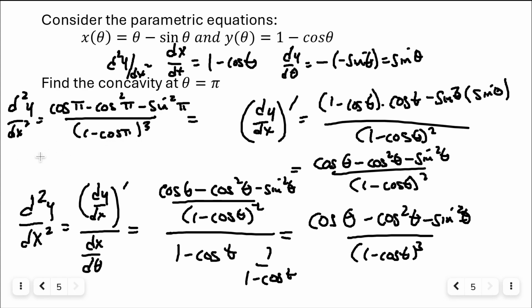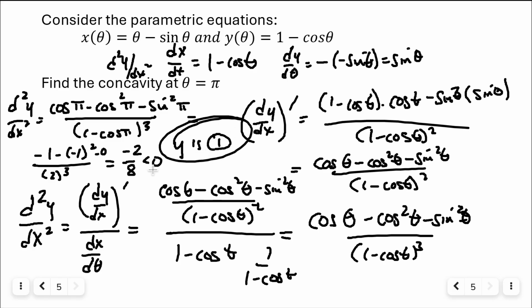So cosine pi is negative 1. And then we're going to have negative 1 squared. Sine of pi is 0. And then cosine pi is negative 1. 1 minus negative 1 is 2, cubed. So that's going to be 1 minus negative 1 minus 1 is negative 2 over 8. That's less than 0. It's negative. So that means y is concave down. So the concavity at theta equals pi is concave down. And that's the answer. And that's how you find the second derivative of a parametric equation.